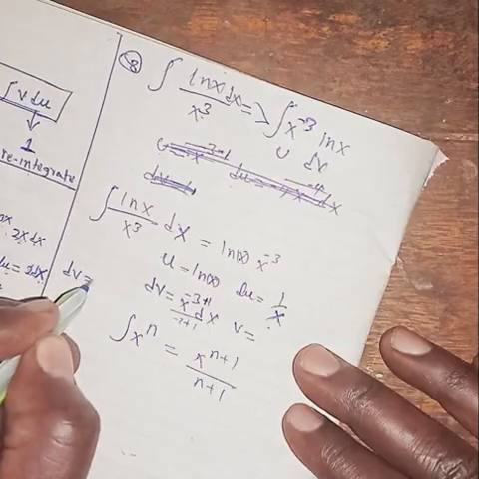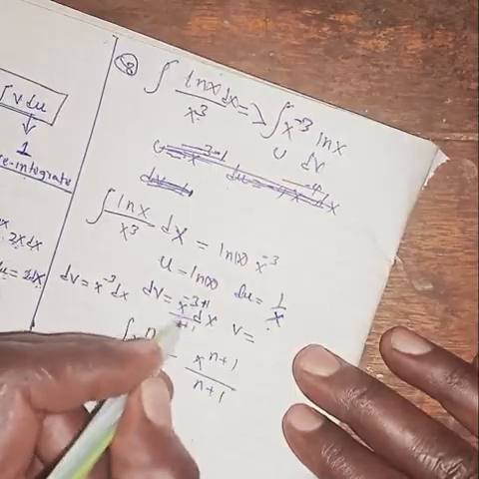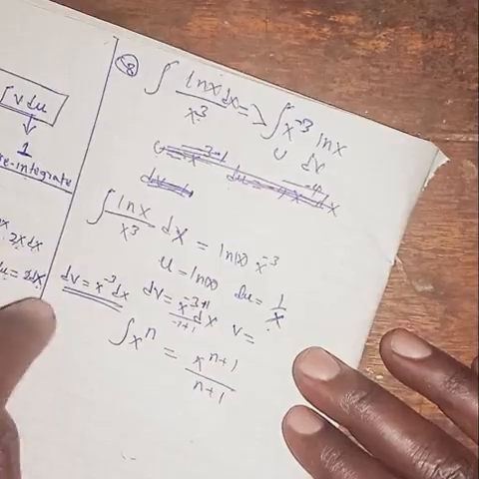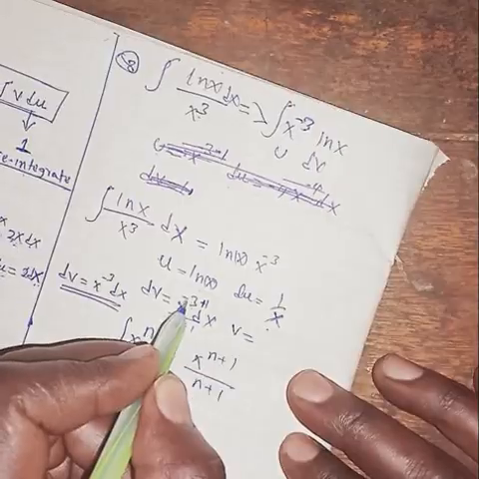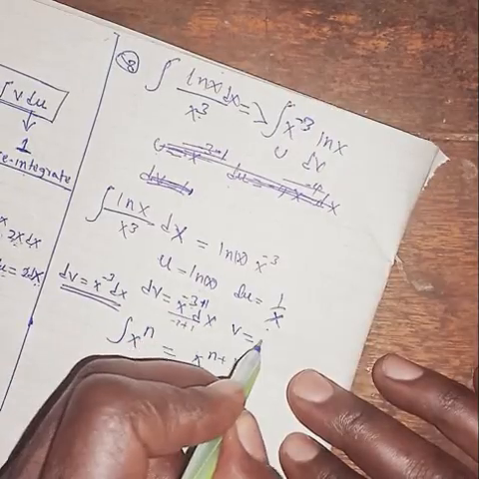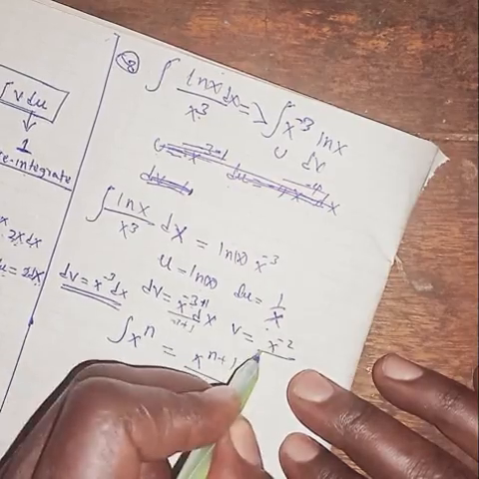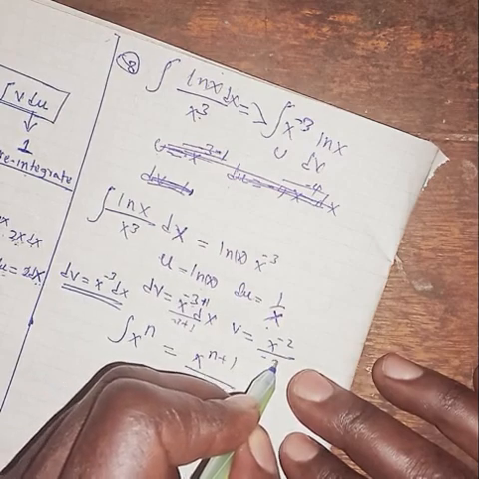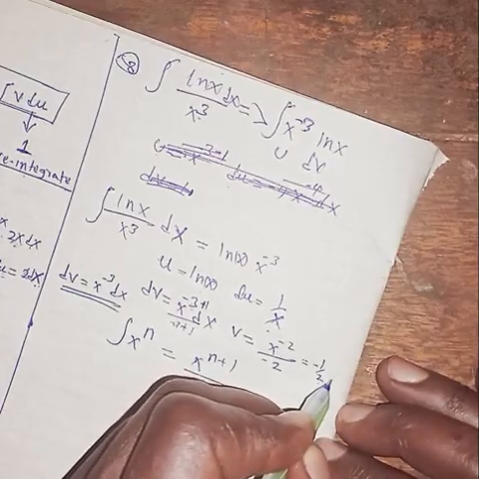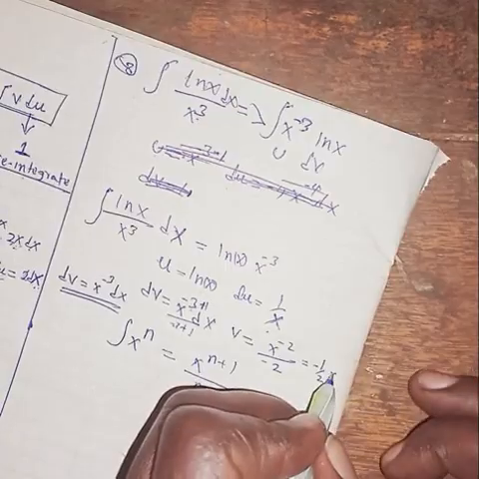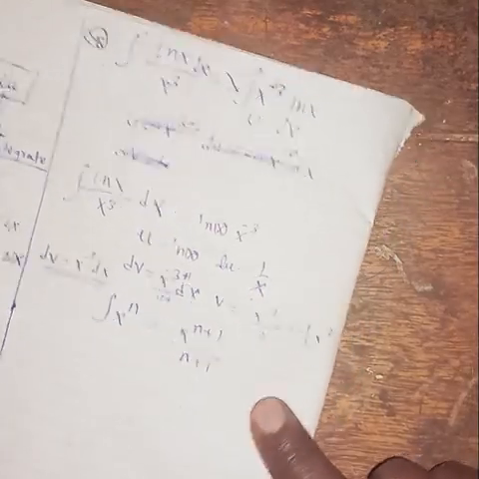Dv is just x negative 3 dx, because we have made it here to be that. Negative 3 plus 1 is just negative 2, so x negative 2 all over negative 2. If we simply rearrange, it will be negative half x negative 2. This is our v.